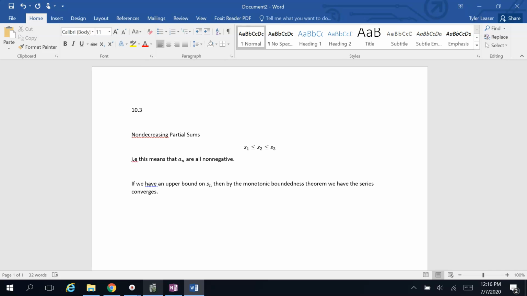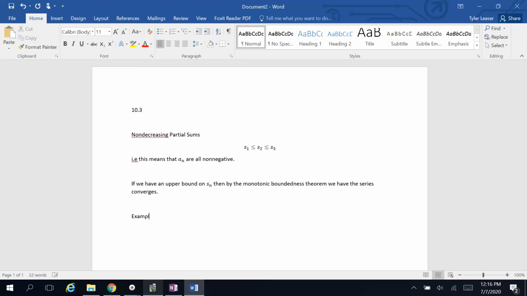So this isn't like a real test. This is just kind of a statement that we're going to use for the official test that we're going to have. But if we do have non-decreasing partial sums and then we have an upper bound to that, if you remember back from section 1, that means that it's monotonic because it's non-decreasing and it's bounded. So then by that theorem, we have that the sequence of partial sums converges. And if the sequence of partial sums converges, that means the series itself converges.